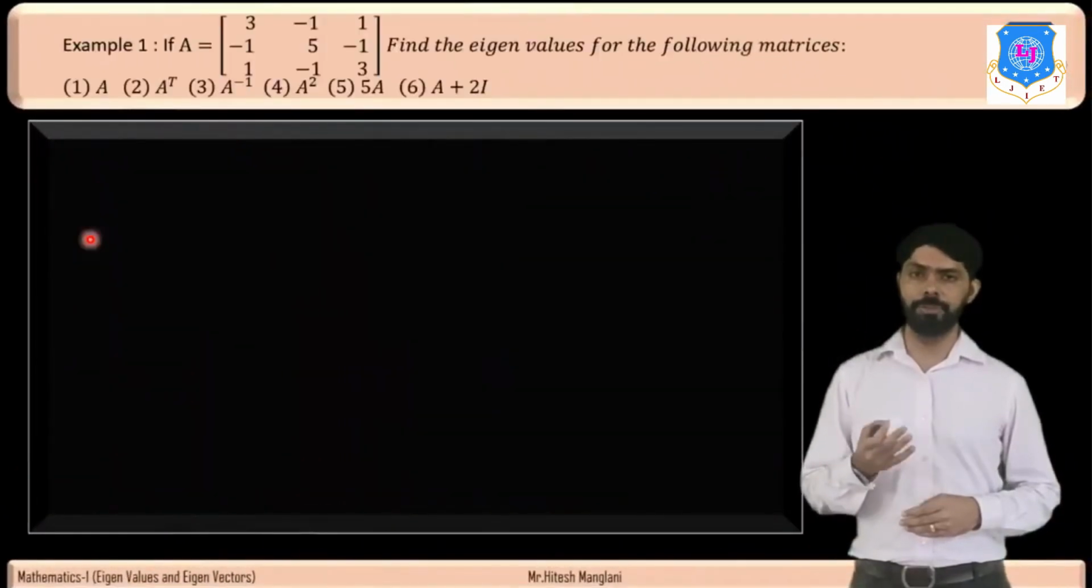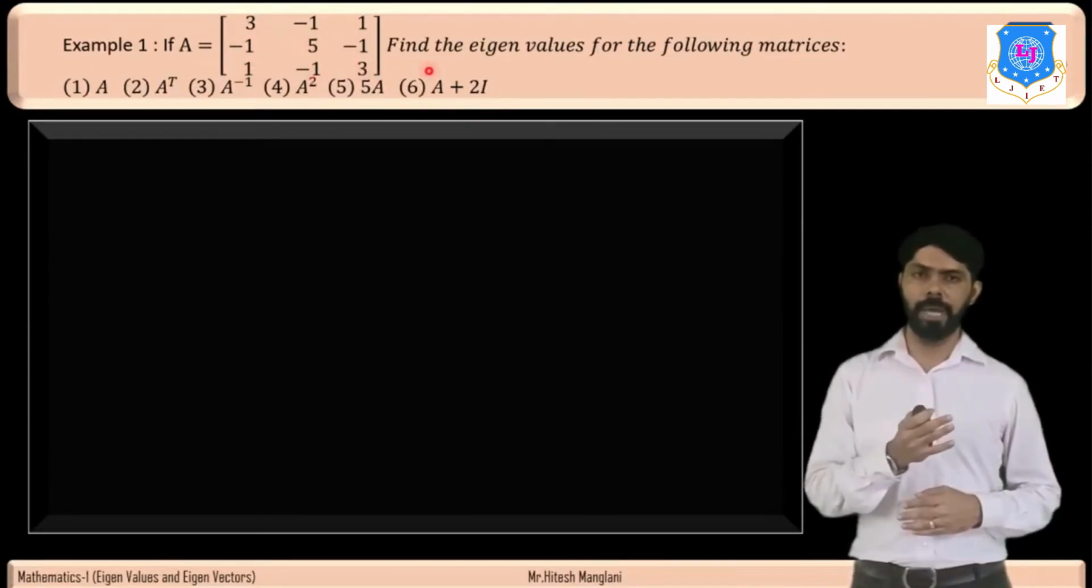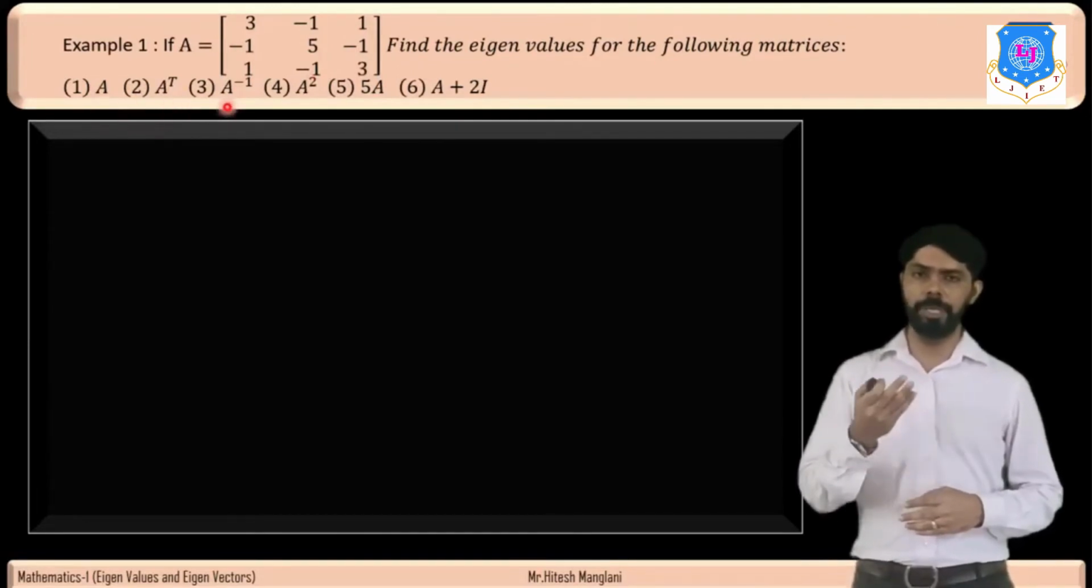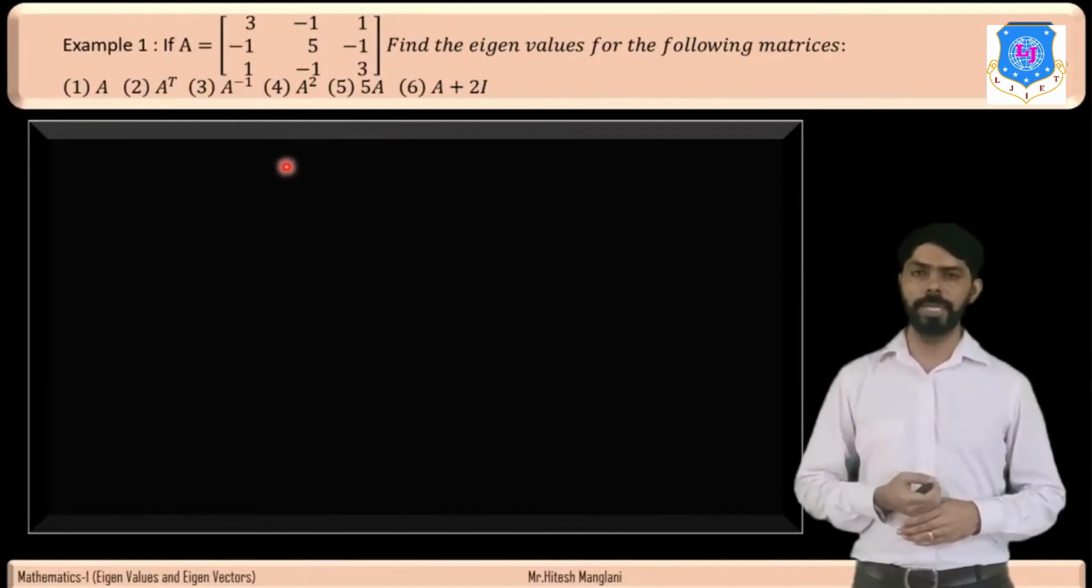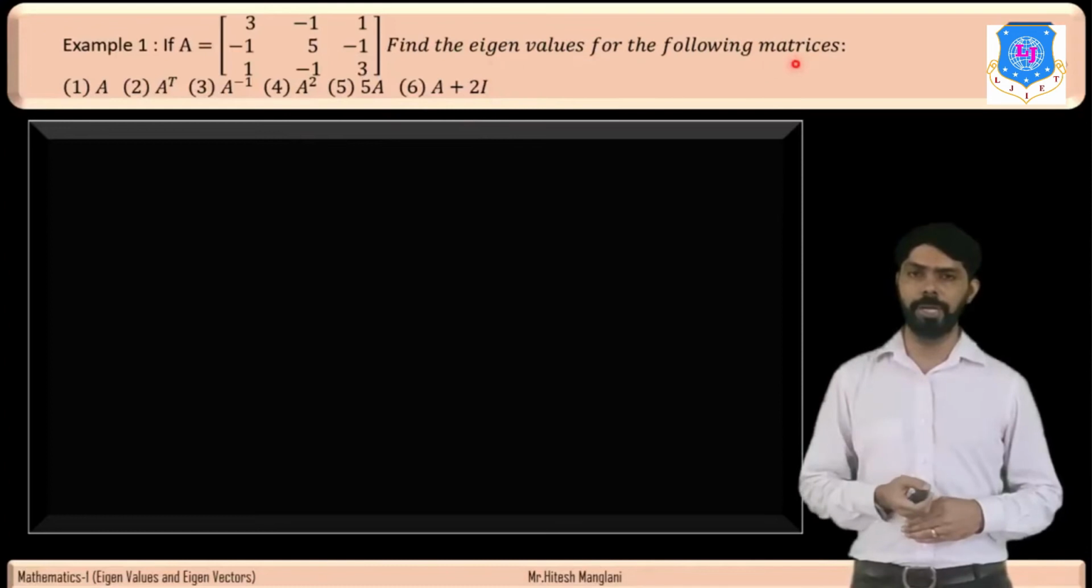Now let us discuss the first example. If matrix A is equal to [3, -1, 1; -1, 5, -1; 1, -1, 3], then find the eigenvalues for the following matrices. The first one is A, the second is A transpose, the third is A inverse, the fourth is A square, the fifth is 5A, and the sixth is A plus 2I. So in this example we have to find the eigenvalues for these matrices.